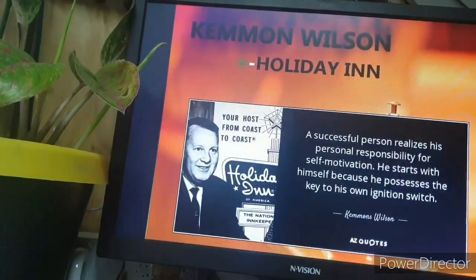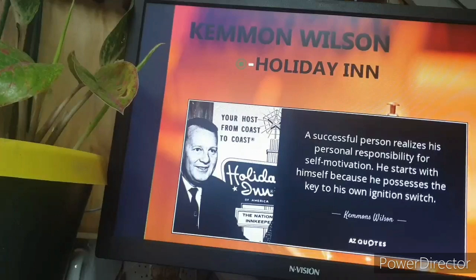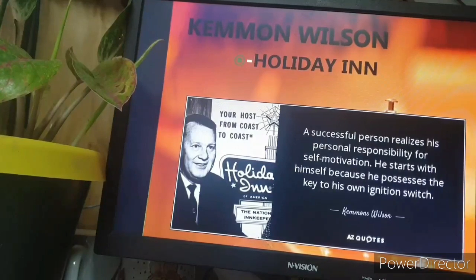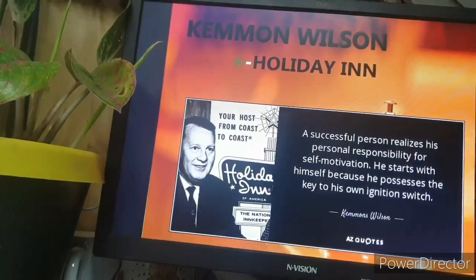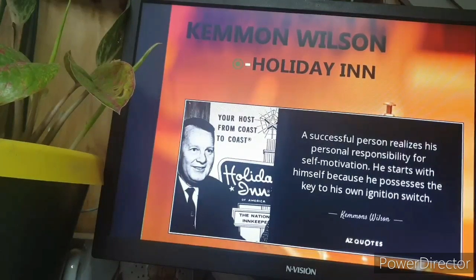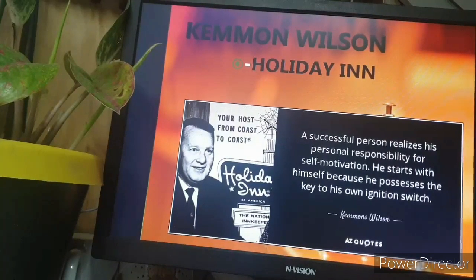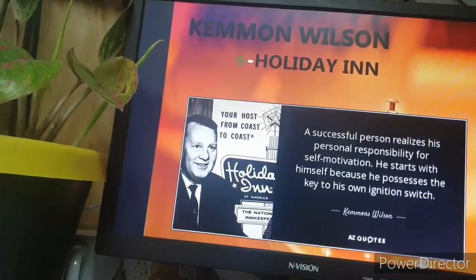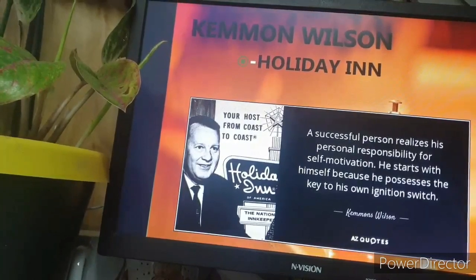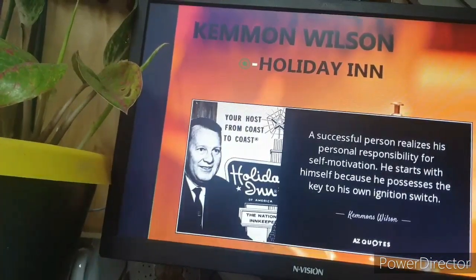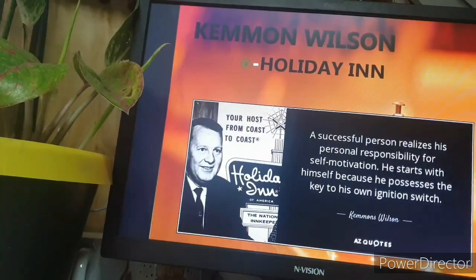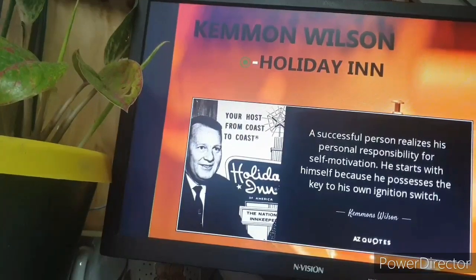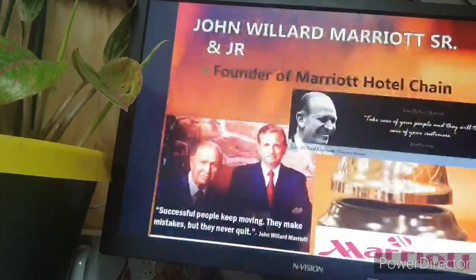Our next one of the pioneers, we have Kevin Wilson, founder of Holiday Inn, and Holiday Inn went international in 1960. And of course, it's a hotel chain, and it opened in Memphis, Tennessee. Okay, so we're very much grateful also because we have a Holiday Inn here in Baguio City. And he believed that a successful person realizes his personal responsibility for self-motivation. He starts with himself because he possesses the key to his own ignition switch, according to Mr. Kevin Wilson.